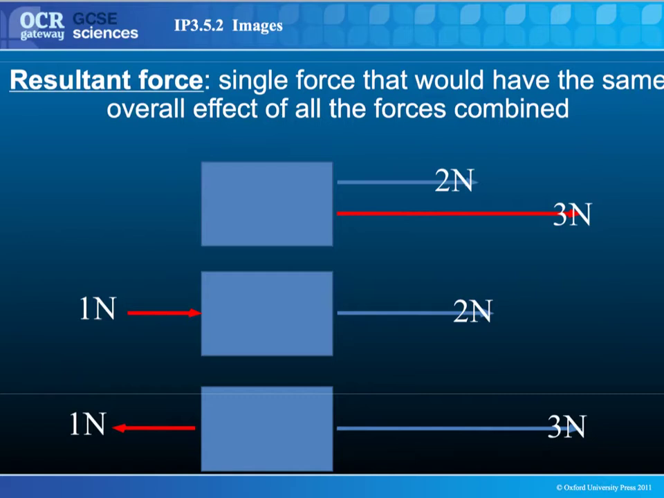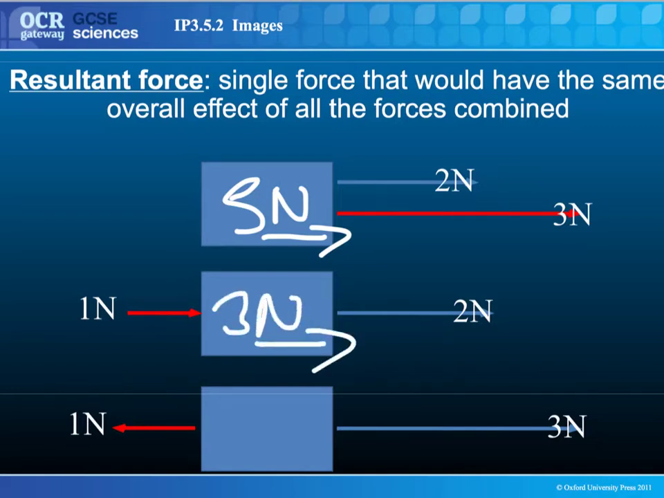Now we have resultant force. Resultant force is effectively the combined effect of all the forces involved. So in this situation you've got 2 newtons and 3 newtons both going forward, so the resultant force is 5 newtons in that direction. In this situation you've got 1 newton going forward and 2 newtons going forward, so resultant force is 3 newtons. And in this situation you have 1 newton going backwards and 3 newtons going forward, so the resultant force will be 2 newtons in a forwards motion. It's just about taking into consideration all the forces that are involved.